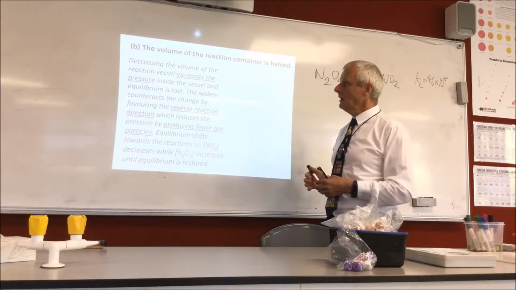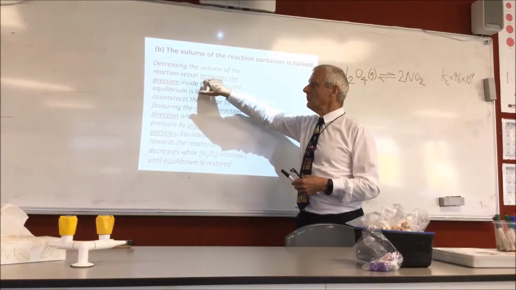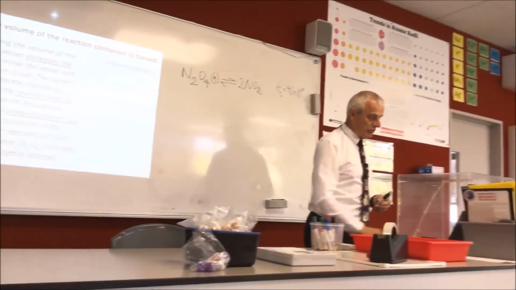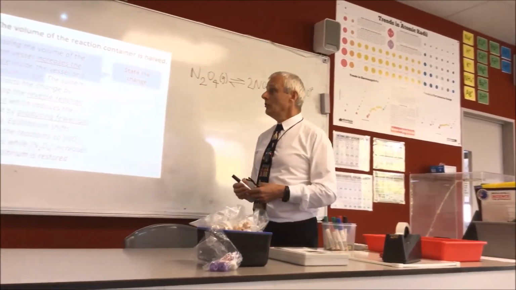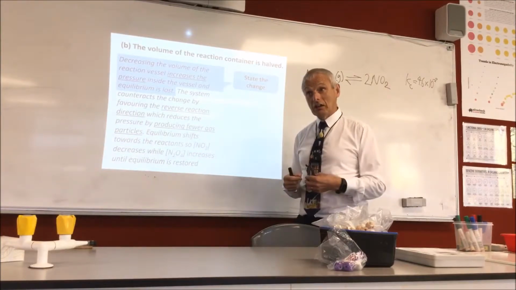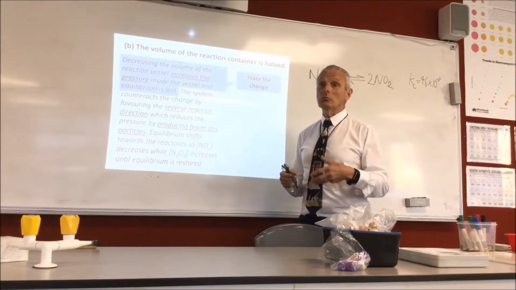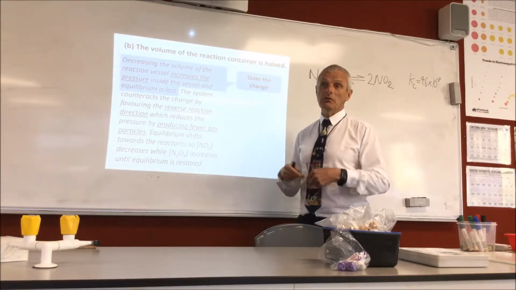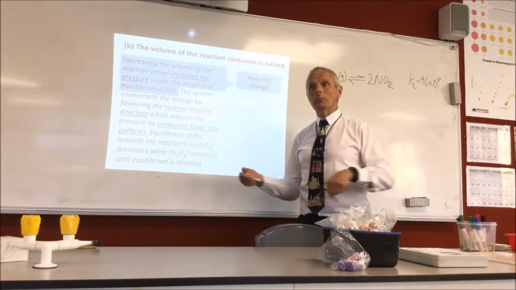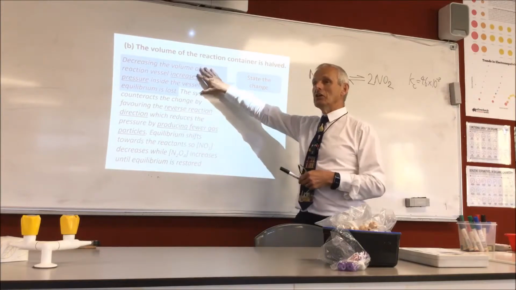So once again, say what's being changed. So decreasing the volume means you've increased the pressure. Okay? So that's the change we've made. And so the system counteracts that increase by decreasing it. And the only way it can do that is by reducing the number of particles in a system. Remember, if you want to increase the pressure in, say, a tyre, you blow it up by putting more air into it. Okay? What we've done here is increase the pressure.